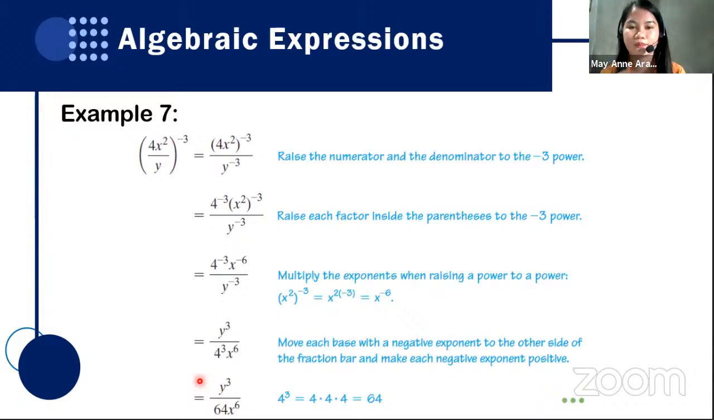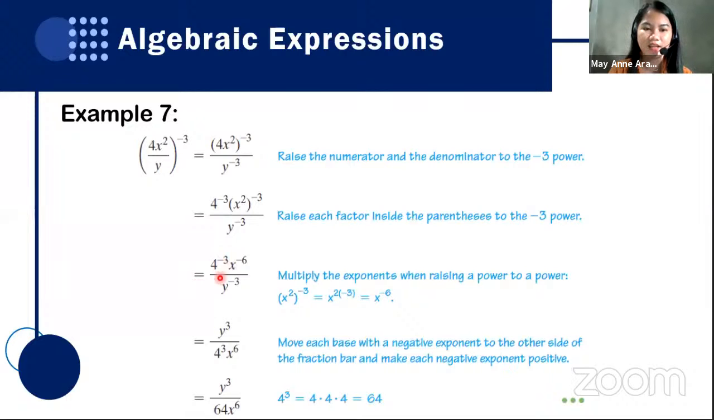Okay, next. 4x squared over y, they're all raised to negative 3. Again, distribute natin yung power. So, 4 raised to negative 3, then x squared raised to negative 3 also, all over y raised to negative 3.